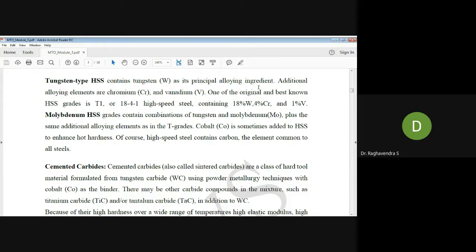It has various percentages, something like 18% tungsten, 4% chromium, vanadium, all these things they will use. Tungsten means W, that is the chemical symbol. Cobalt, Co, all these materials are put together. As I told you in the beginning, it's an alloy. It's not a single metal. It's alloys.